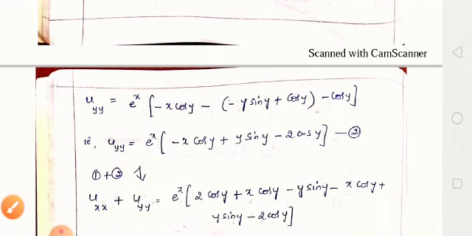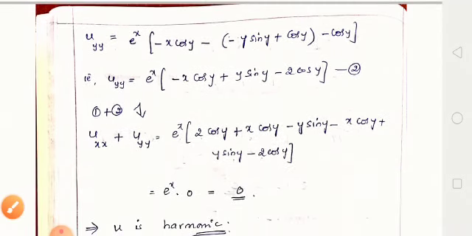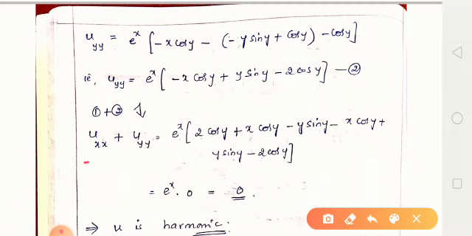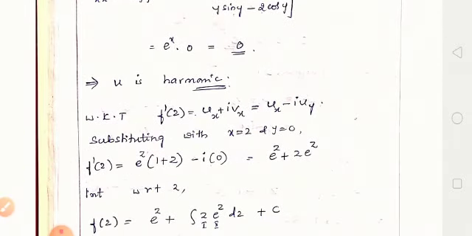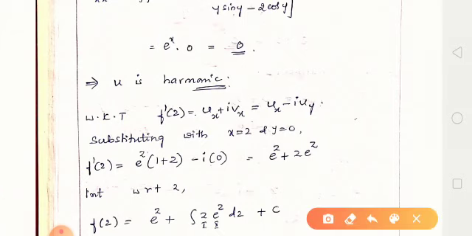Now, we will add equations 1 and 2 so that the LHS will be uxx plus uyy. And when you add the RHS values, we will get RHS as 0. That implies the given function u is harmonic. Now we have to find f of z. For that purpose, we will again use the formula f dash of z equals ux plus i vx. Since u is given, by the CR equation we write vx as minus uy.